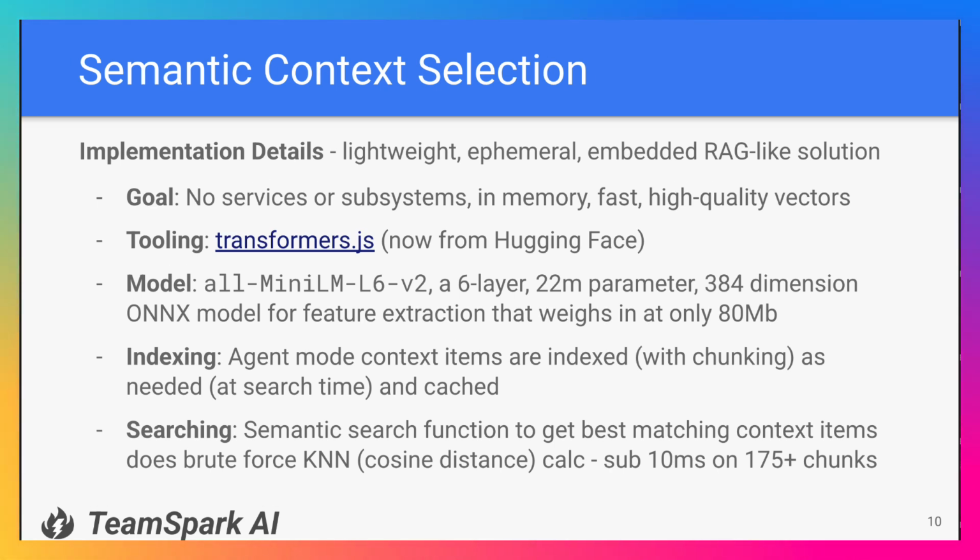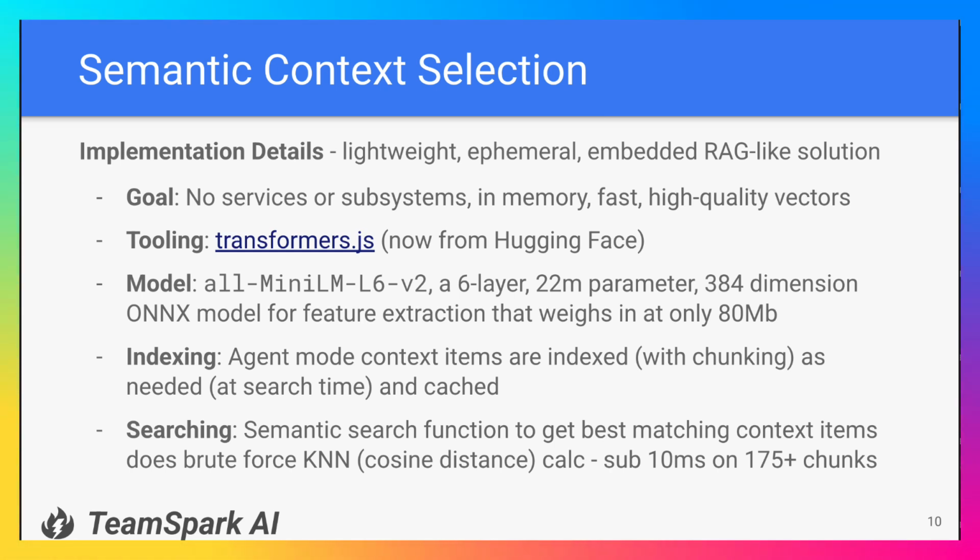And we have a solution that we think checks all those boxes. It uses transformers.js, which used to be from Xenova, I think, and now it's part of Hugging Face. We use this all-MiniLM model. It's a 6-layer, 22 million parameter, 384-dimension ONNX model. It's only 80 megabytes. So if you think about it, these feature extraction models are way simpler and smaller than the text completion models, like what you think of typically as an LLM or a small LLM. These things are pretty light and fast.